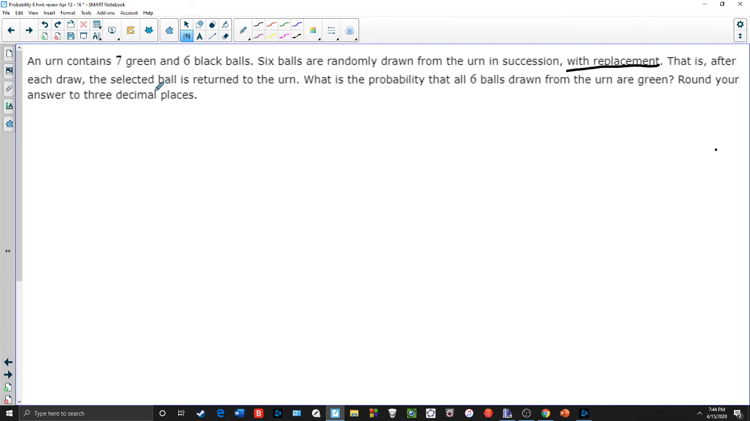Well, we just have to think here, okay, how many total balls are there? So this urn has a total of 7 plus 6, which is going to be 13 balls.